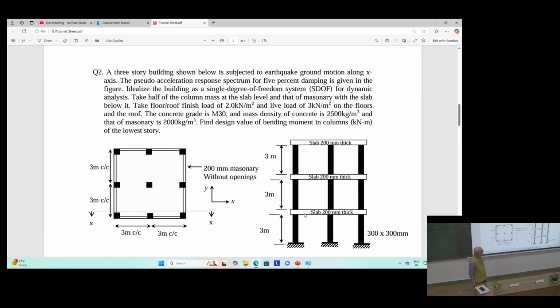And here it is mentioned. If not mentioned, as we did in the earlier problem, half of the mass of the column you can lump at the top and bottom. So here I mentioned it specifically. Unit weight of the floor load and live load is mentioned. Concrete grade is given. Density of concrete is given. Masonry density is given because these are the masonry infills.